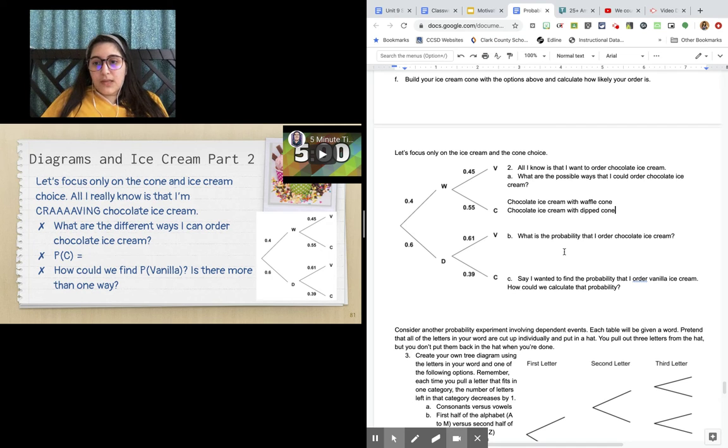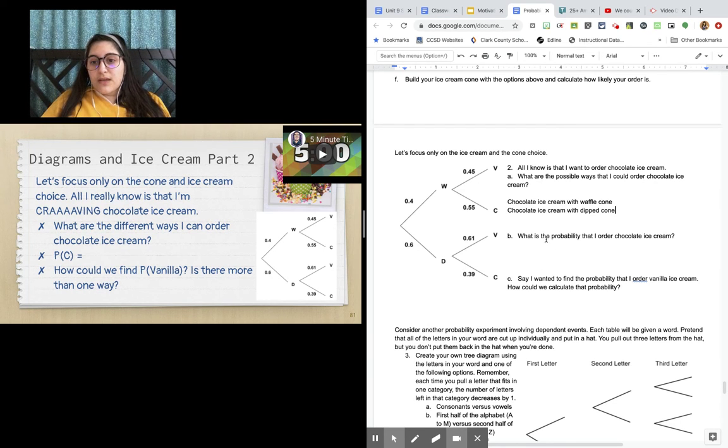So the probability that I order chocolate ice cream changes depending on which cone I choose, right? So what they've seen is that when people order a waffle cone, the chance that they're going to order chocolate ice cream with that is 55%. But when they order a dipped cone, the probability that they're going to order chocolate ice cream with that is only 39%, right? So what we're going to try to do here is figure out what's the total probability that I order chocolate ice cream, okay?